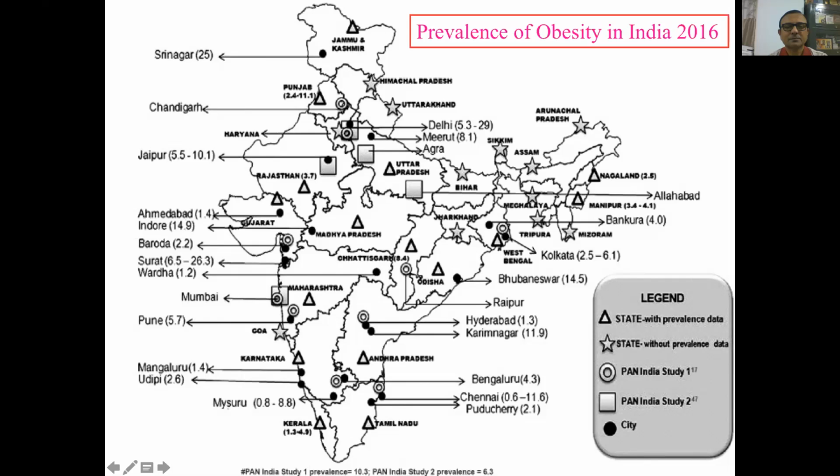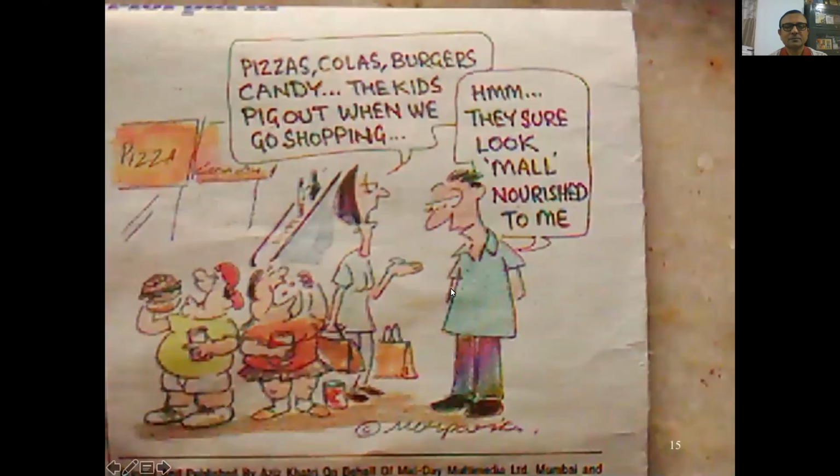And this cartoon from Hemant Morparia, which I had shown earlier, and some of you might have seen in some of my slides, is the typical situation of an Indian affluent family today. That very aware mother, she is like a lollipop, a thin lady, and the kids are eating out. And she says, pizzas, colas, burgers, candy. The kids pig out when we go shopping. And the gentleman says, yes, they surely look malnourished. So this is the culture of eating out. Food considered as a symbol of prosperity.